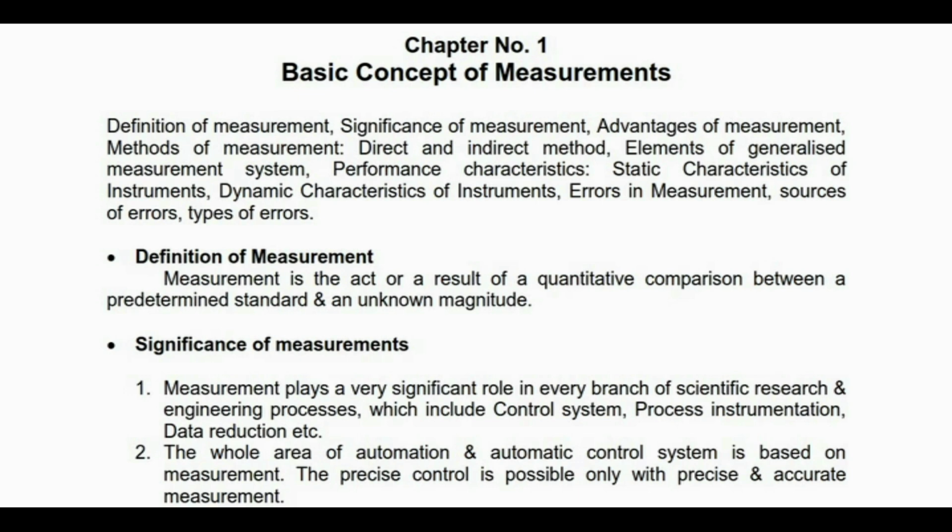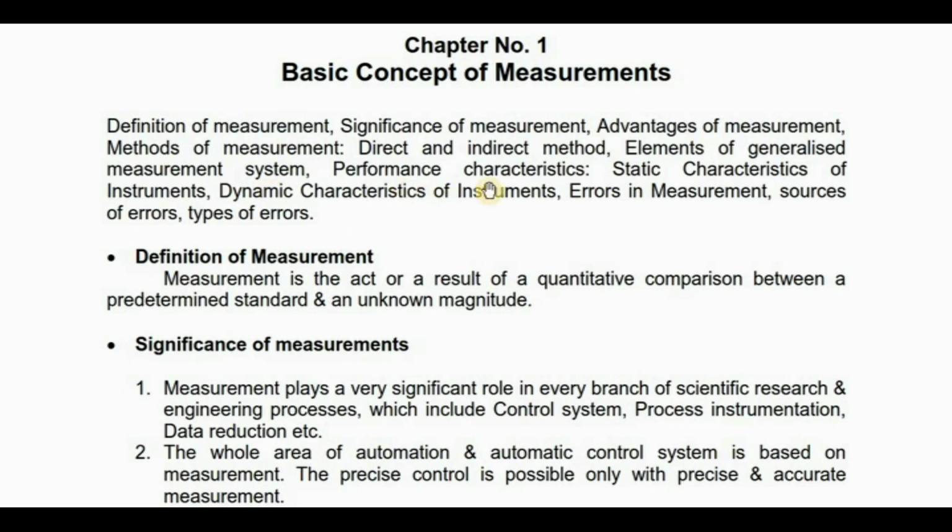First of all, we will see the definition of measurement, meaning how we can define the term measurement. Then we will see the significance of measurement. Next, we will see the advantages of measurement. Then we are going to learn about the methods of measurement, in which there are two methods: the direct method of measurement and the indirect method of measurement. Next to that, we will learn with the help of a block diagram the different elements of the generalized measurement system, their associated things and the functions of each and every block.